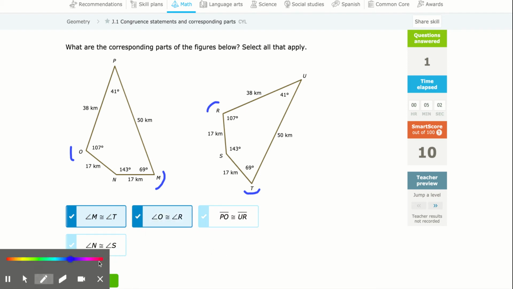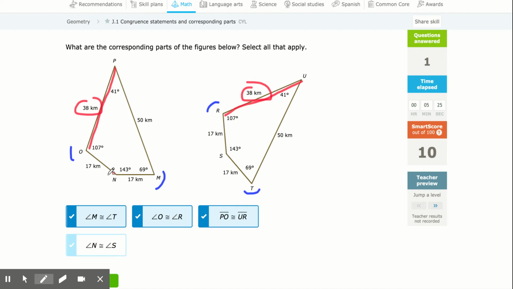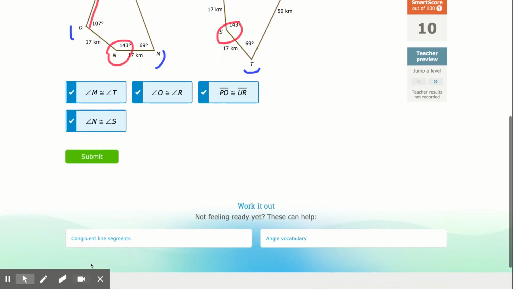Side PO to side UR. Let's see, PO, that's from here. P to O is 38 kilometers. And U to R is this side here, which is in the same position, also 38 kilometers. So yes, that one is congruent. Angle N is this angle here, which is 143. Angle S is this angle here, which is 143. And so yes, those also correspond.